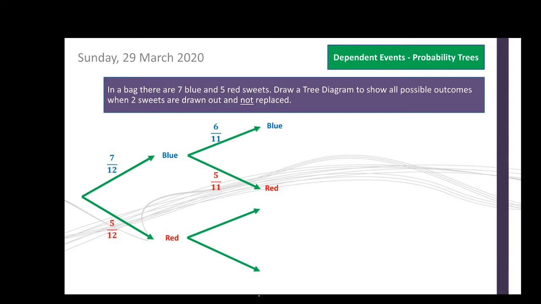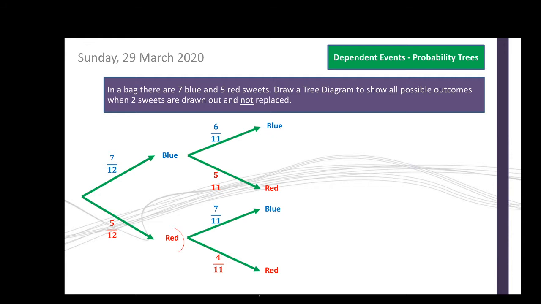Now, alternate universe, parallel universe, as I said last time, a different choice was made at the start. I didn't pick out a blue sweet first time round. I picked out a red sweet. So this time round, I've still got 7 blue sweets in my bag, but I've only got 11 sweets altogether. But I've eaten one of my red sweets, so I've only got 4 red sweets left and 11 sweets in the bag. So you might want to pause the video and go back through that and watch it again and just check that everything I've said makes sense.